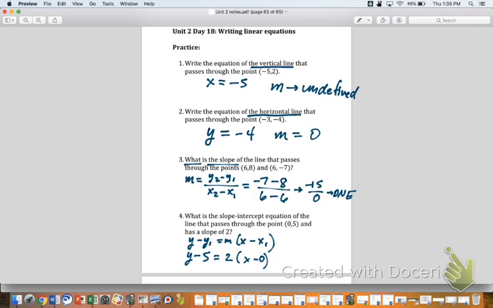If I want to go to slope-intercept form, what do I need to do to that? Distribute. Okay, fair enough. So if I distribute, I get y minus 5 equals 2x, but what's 2 times 0? 0. So it's minus 0, but there's really no good reason to write that. To finish this off, to get it all the way to slope-intercept form, what do I do? Add 5. Add 5 to both sides, yep. So did you guys get y equals 2x plus 5?